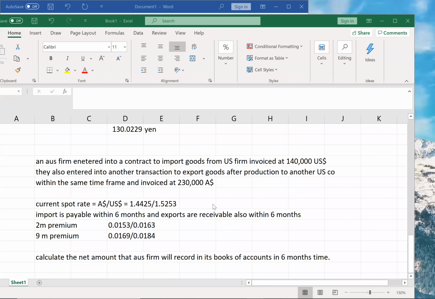Okay, so the answer is 204218 Australian dollars. I want the final amount, the net amount that the Australian firm will record in its books of accounts in 6 months' time.